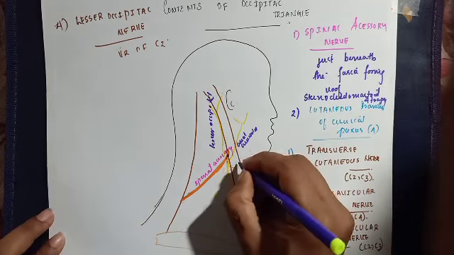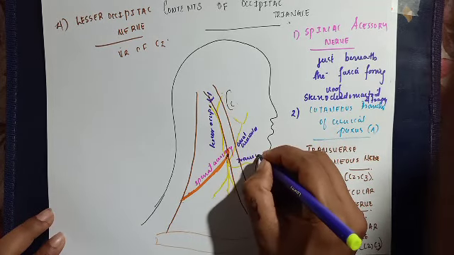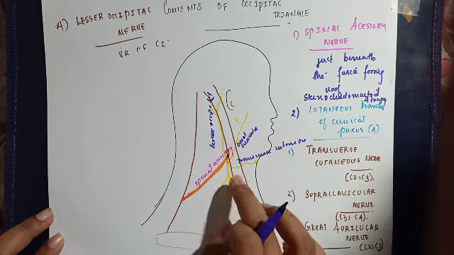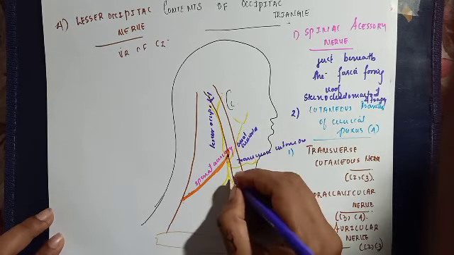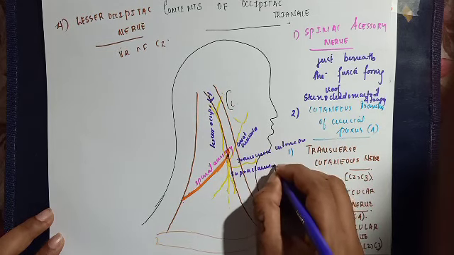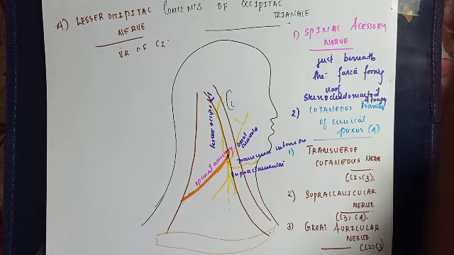So this one was the transverse cutaneous. And this one, which divides into a medial, intermediate and lateral branch, is the supraclavicular. So these are the four cutaneous branches of the cervical plexus. Then another content. All these are the nerves.